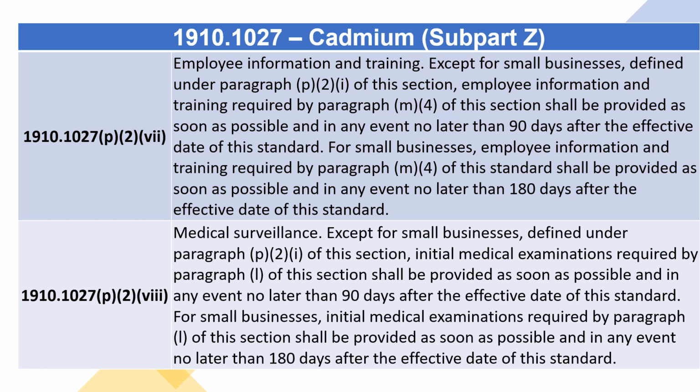1910.1027 P.2.viii. Medical surveillance. Except for small businesses, defined under paragraph P.2.i of this section, initial medical examinations required by paragraph L of this section shall be provided as soon as possible and in any event no later than 90 days after the effective date of this standard. For small businesses, initial medical examinations required by paragraph L of this section shall be provided as soon as possible and in any event no later than 180 days after the effective date of this standard.